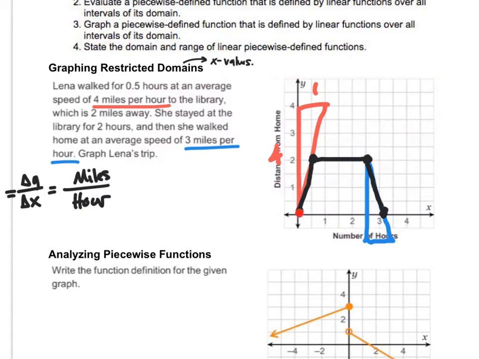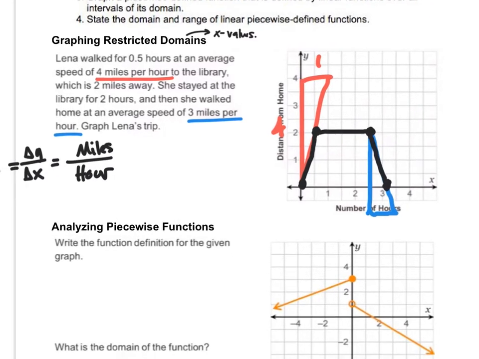The black graph represents her walking away to the library, staying at the library, and then walking home. Okay, this is a little bit steeper than this one, so she was walking faster going to the library than she was returning home, okay?